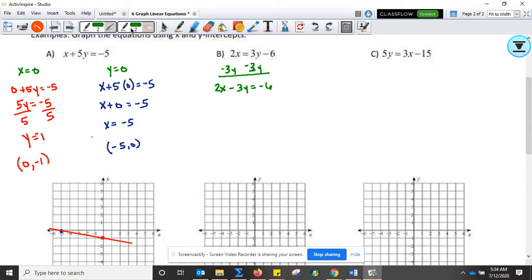So now I'm going to find my x-intercept, my y-intercept, and graph. So I'm going to say right here, x equals 0, then y equals 0. So 2 times 0 minus 3y equals negative 6. So this cancels. Negative 3y equals negative 6. Divide both sides by negative 3, and y equals 2. So your ordered pair would be 0, comma, 2. So it's going to be right here.